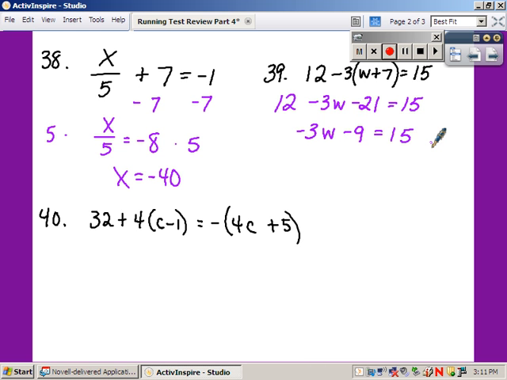Now it's very easy. Now you can just say to yourself, all right, I'll add 9 so I can start getting the variable term by itself. And then I'm going to divide away the negative 3 so that I can get the w by itself. I end up with w equals negative 8.